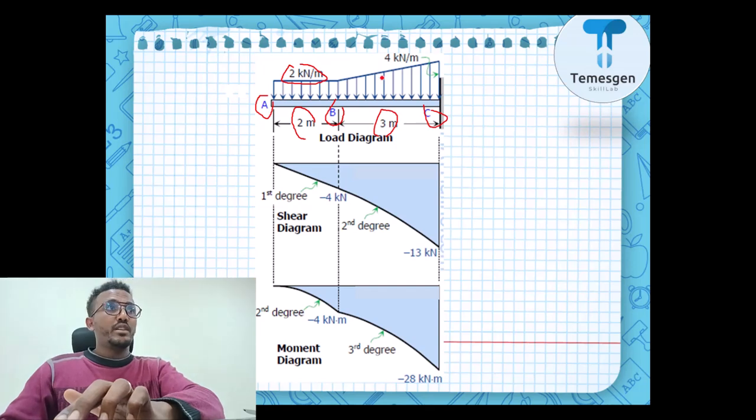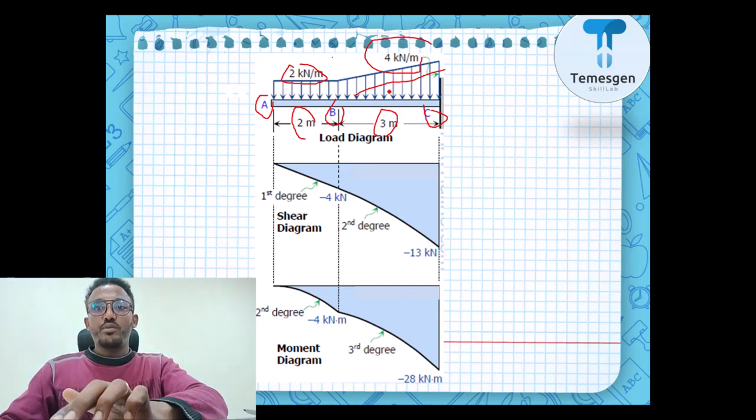2000 Newton per meter. And here we have a non-uniformly distributed load from B up to C. Here it was 4 kilonewton per meter. At B it's 2, right? So the trick is right here.